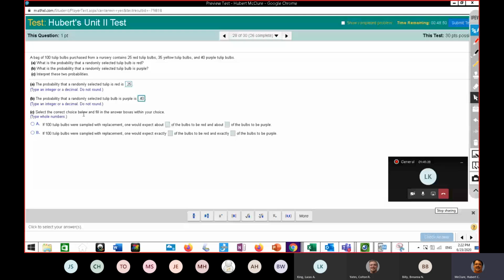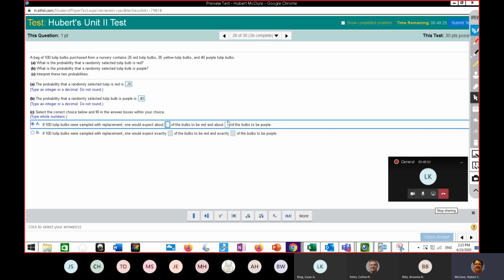Select the correct choices and fill in the answer. If 100 bulbs were sampled with replacement, one would expect, wait a minute, select the correct choice below, fill in the answer boxes. About 25 would be red, and about 40 would be purple. Why do I not pick exactly? Because that puts your feet in cement.